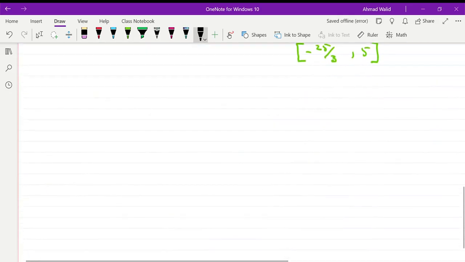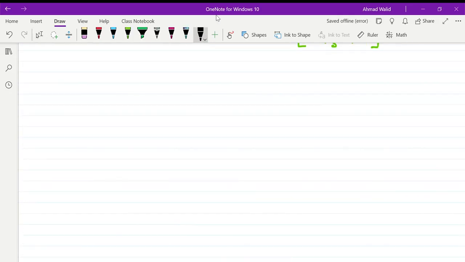Example number 3. Absolute value of x plus 6 greater than, let's say, 10. Remove the absolute value sign, x plus 6. Here you have plus minus sign, correct? Copy the symbol like this. You see, greater than positive 10, less than negative 10.